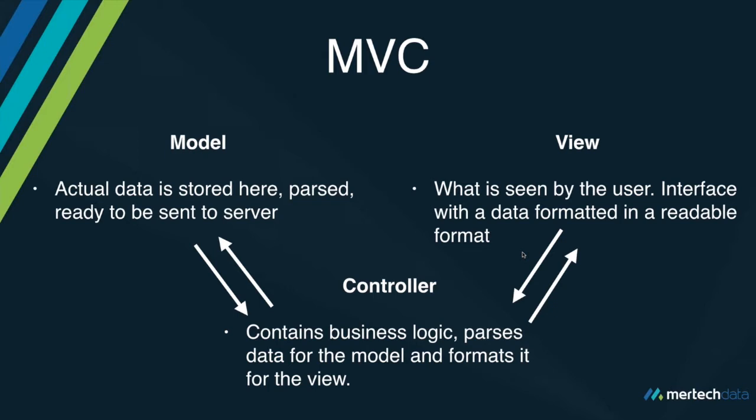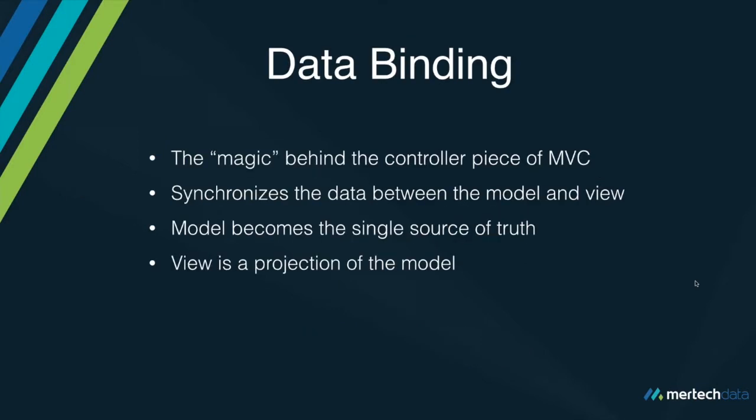Okay, so the next term that we're going to be using a lot today is data binding, more specifically two-way data binding. That's essentially the magic behind the controller piece of MVC. What it does is it synchronizes the data between the model and view, and if you have it set up properly, it's all done automatically.